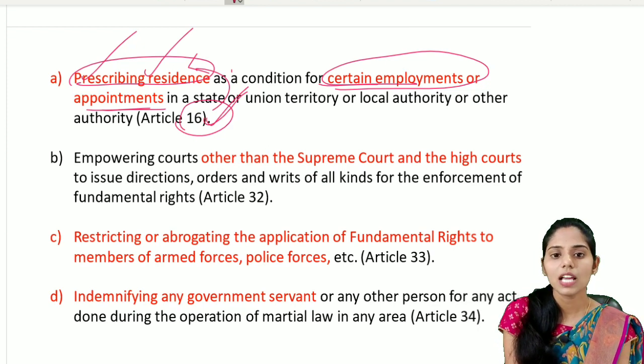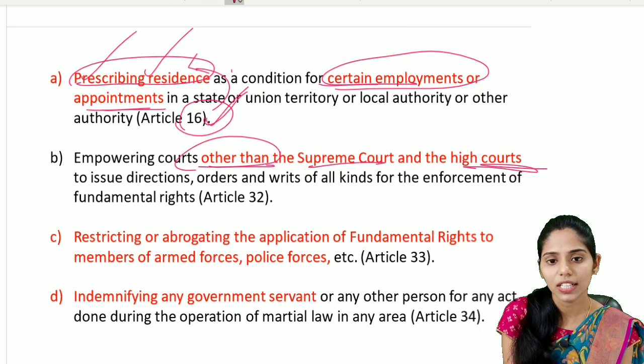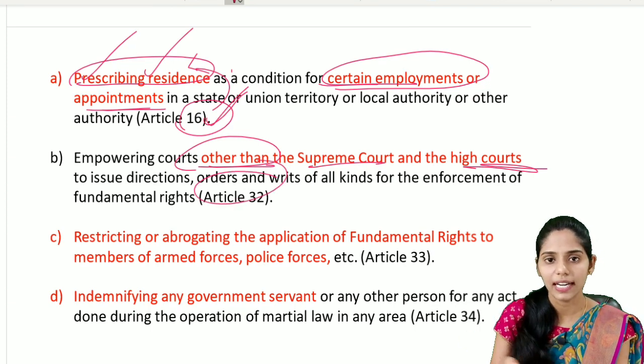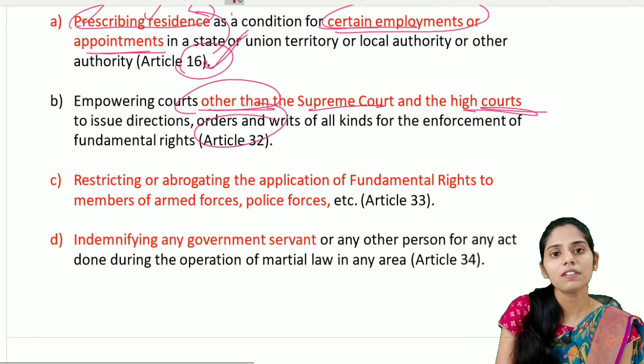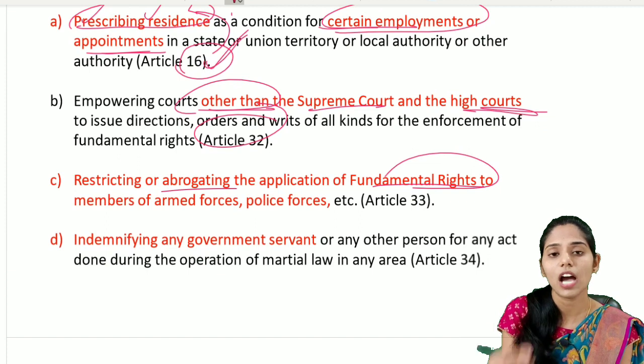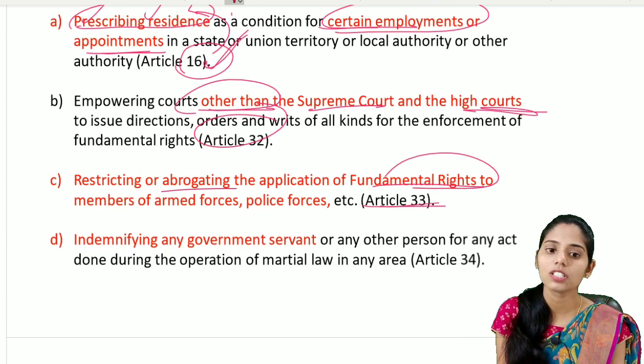And the next important one is empowering the courts other than the Supreme Court and the High Courts to issue directions, orders and also writs. It comes under Article 32, we already studied that. And the next one is restricting or abrogating the application of the fundamental rights to the members of the armed forces and the police forces. It comes under Article 33 of the Indian Constitution.